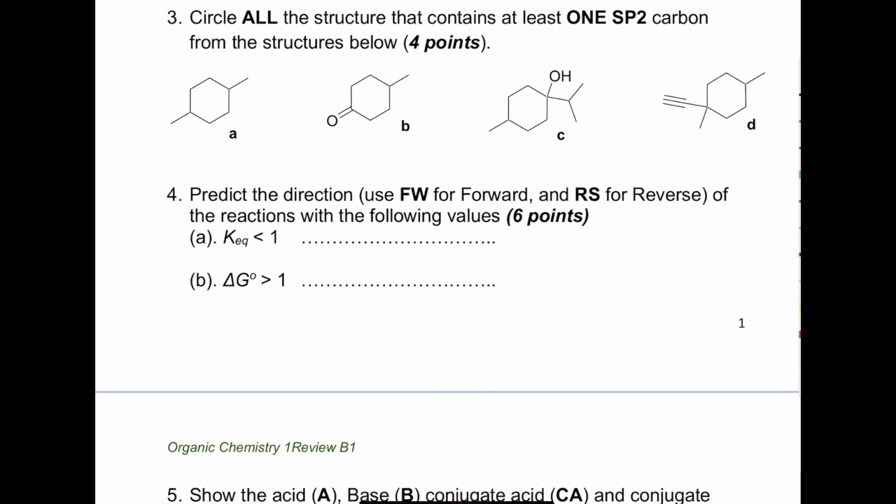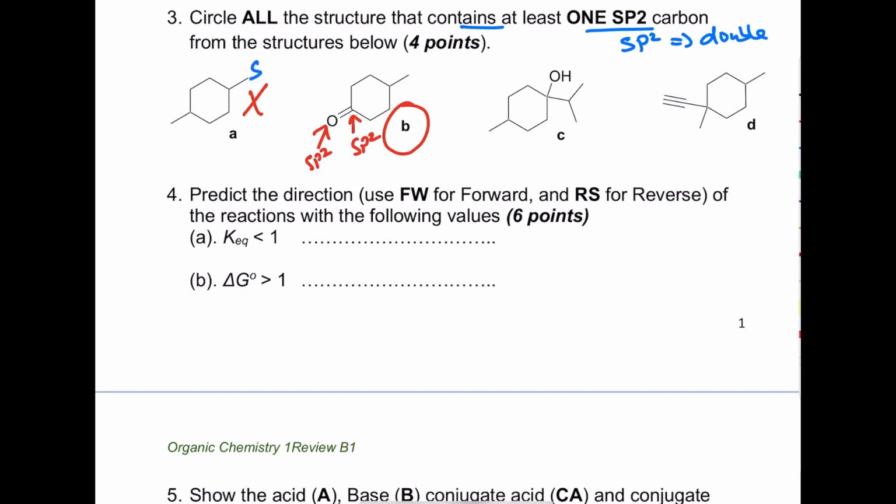Now question number 3 says circle all the structures that contain at least one sp2. Remember, sp2 must have a double bond. So all the structures that have sp2 carbon. So when you look here, there is no double bond, so no sp2. Here, that carbon will be sp2, same with that oxygen, sp2. So we circle that because we're only looking at carbon.